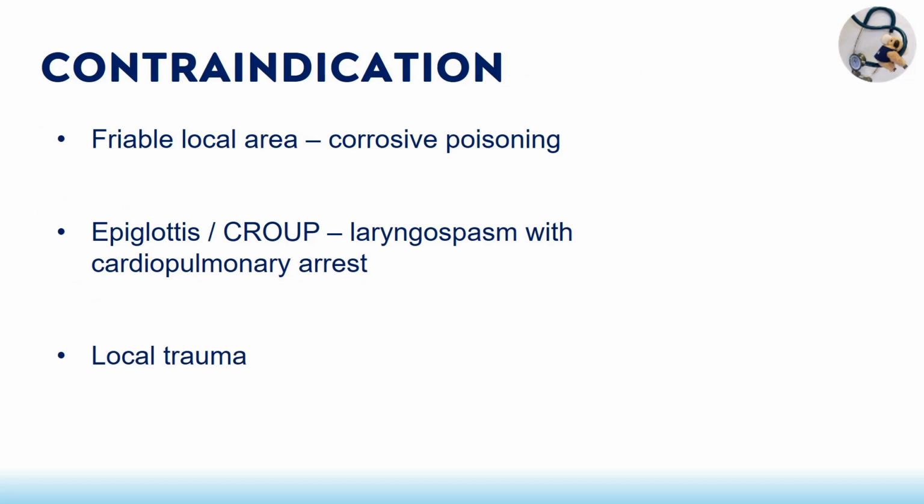Then contraindication, if the local area is very friable, so usually when the child comes with a corrosive poisoning like acid alkali poisoning, you should not use. And then epiglottitis and croup, you have to be very careful. Unless very severe, you should not use the laryngoscope, because there might be sudden laryngospasm which leads to cardiopulmonary arrest, and then even death can occur. So you have to be very careful in cases of epiglottitis and croup. So actually it is contraindicated. Try as far as possible not to use laryngoscope or intubate. And then third is, if there is a local trauma in the neck, the throat area, then also it is contraindicated.